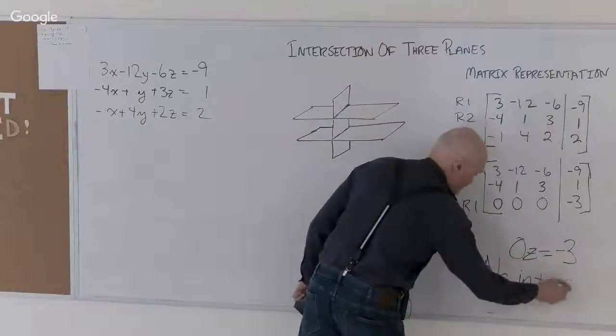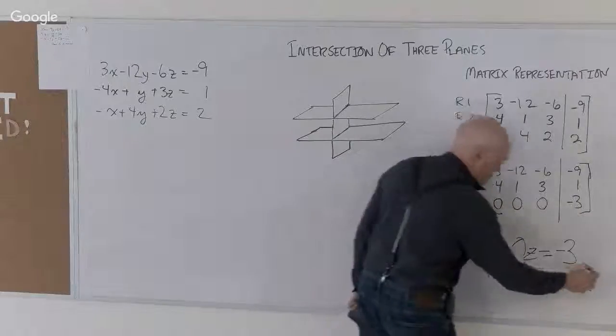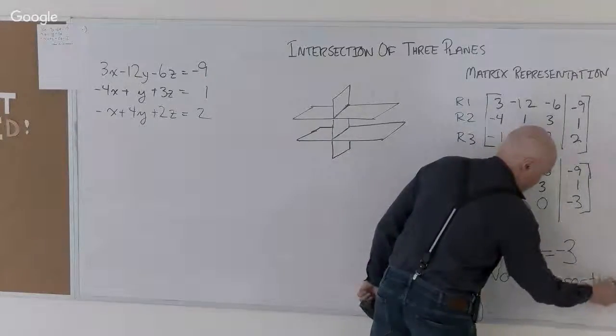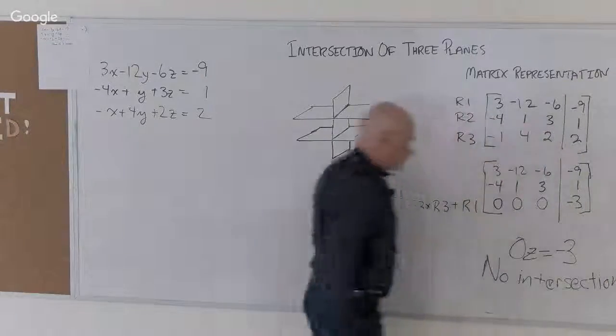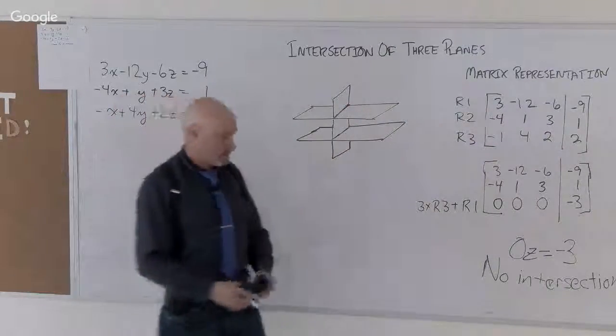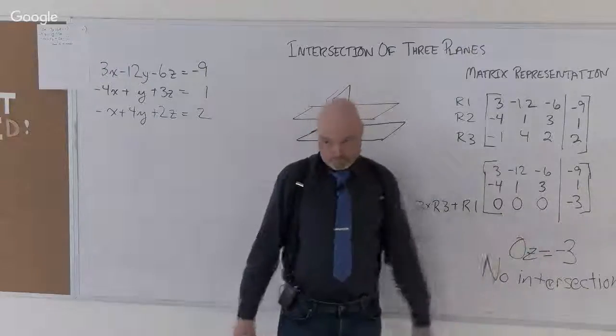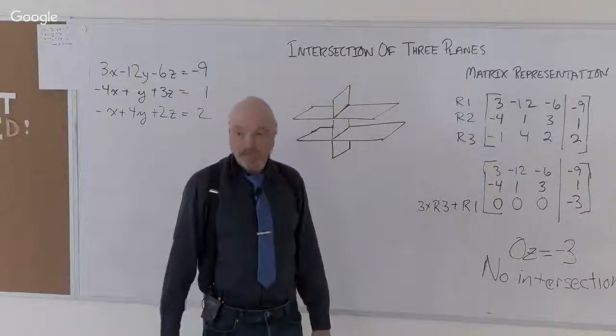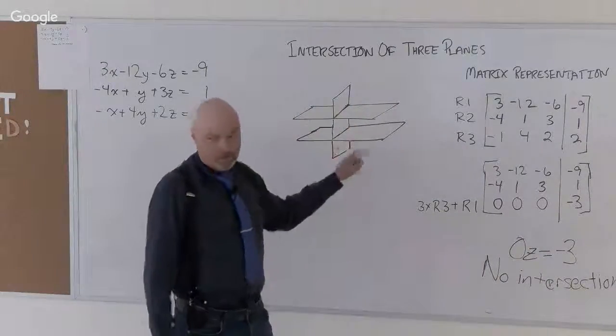These are not intersecting in a line like yesterday. They're not intersecting at 3 points. We have 2 parallel lines. This is just never true. 0 times something can't equal 3. So we know we've got a parallel line.